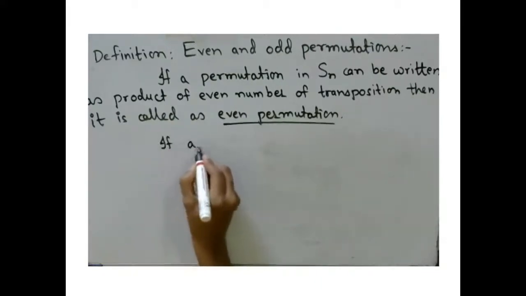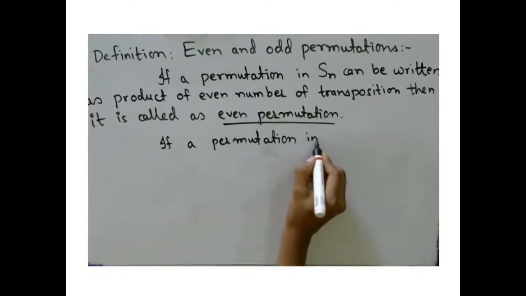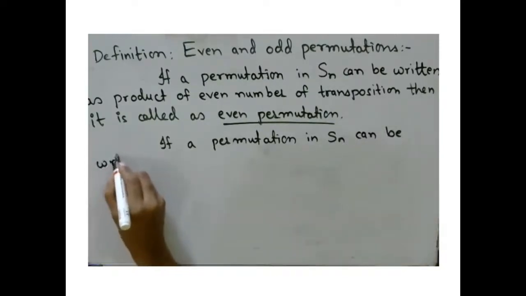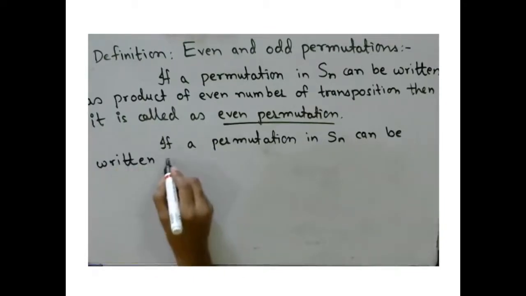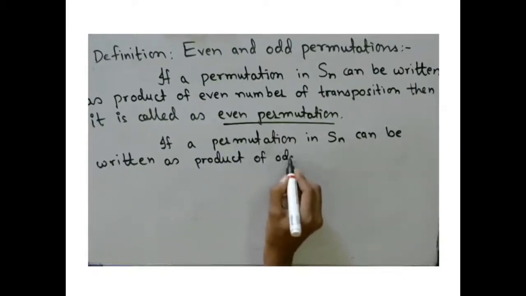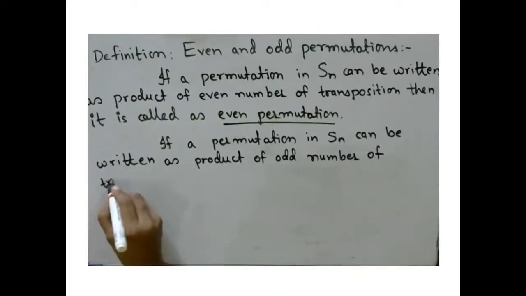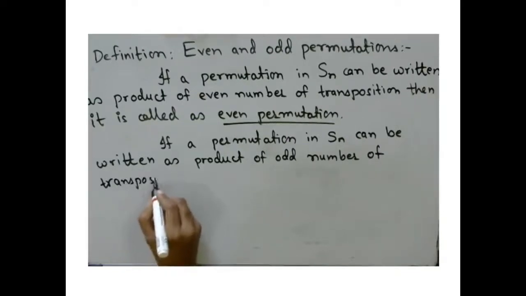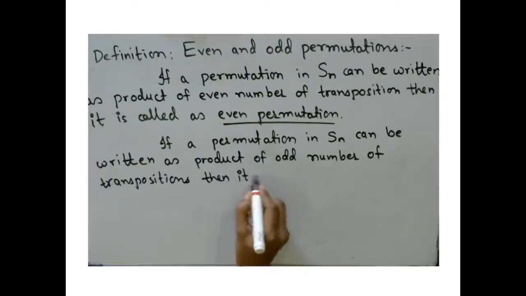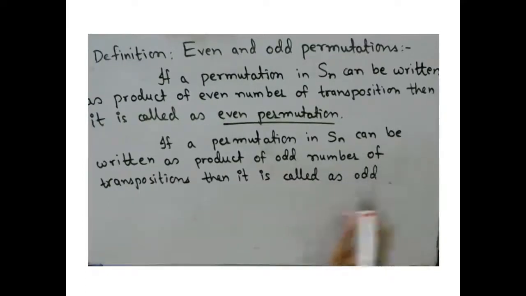And if a permutation in Sn can be written as a product of an odd number of transpositions, then it is called an odd permutation.